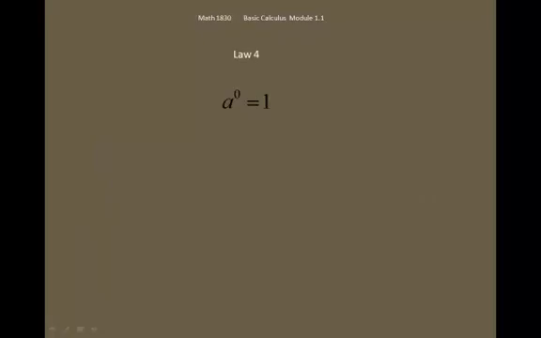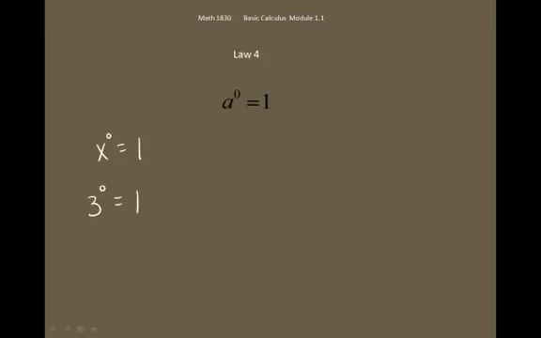Law 4 says that a to the 0 power is automatically equal to 1, which means that anything to the 0 power, whether it be x to the 0 power, is equal to 1, or 3 to the 0 power is automatically equal to 1.